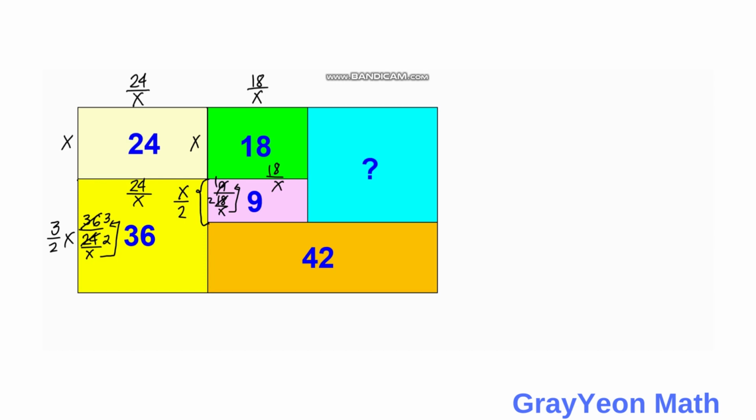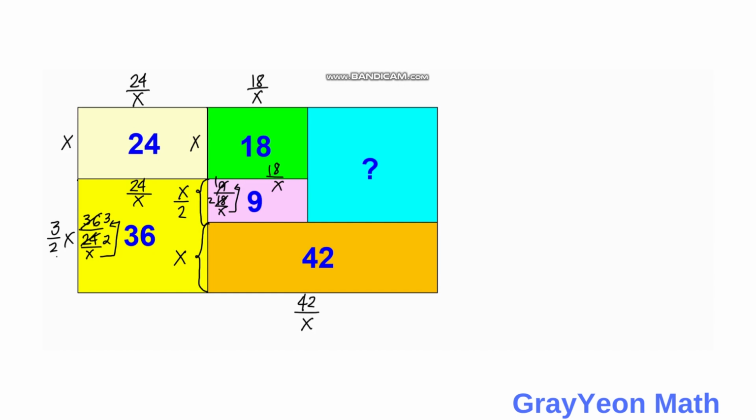And this width of the orange is equal to 3/2x minus 1/2x, and that will be x. And for this length of the orange rectangle, we have 42/x, since the total area is 42.